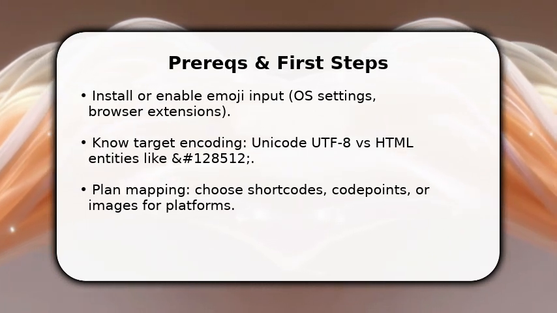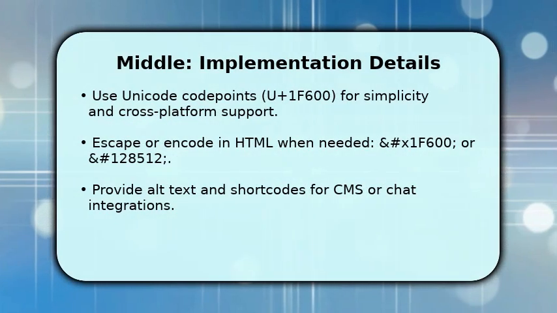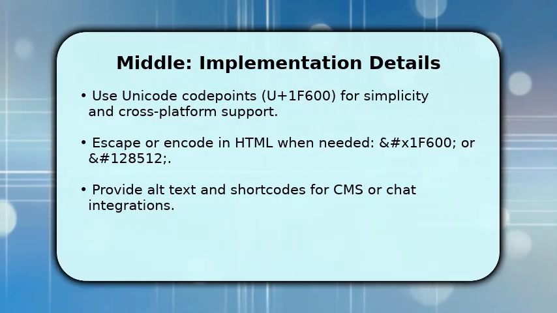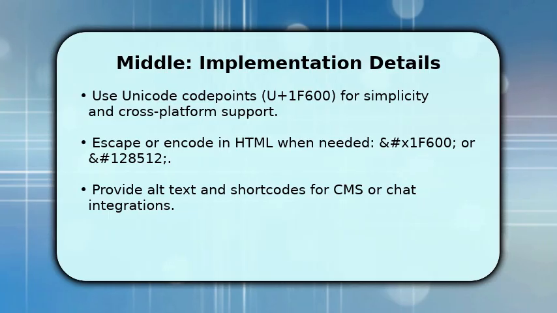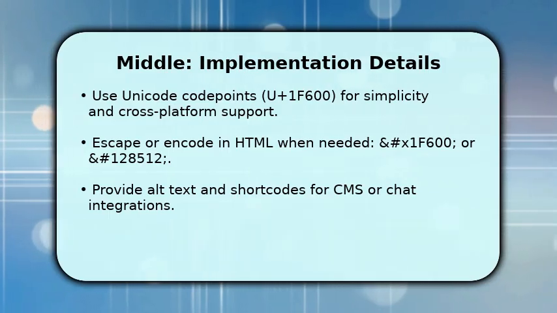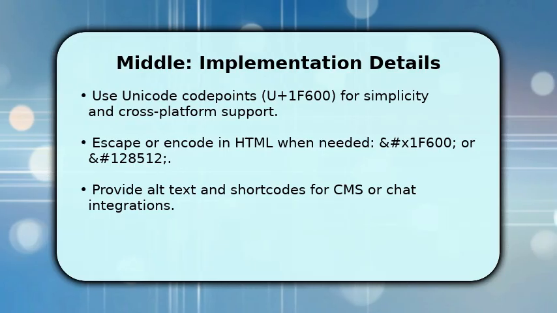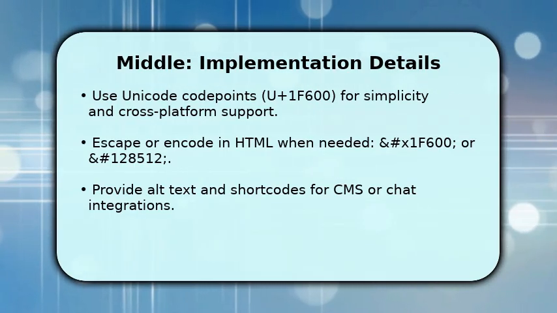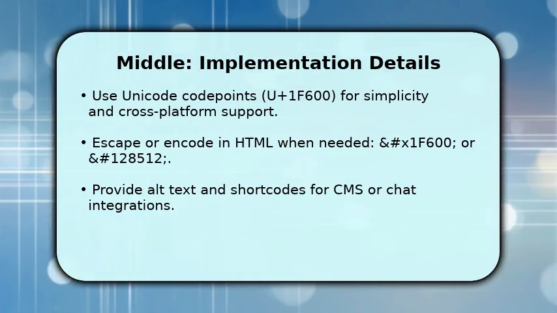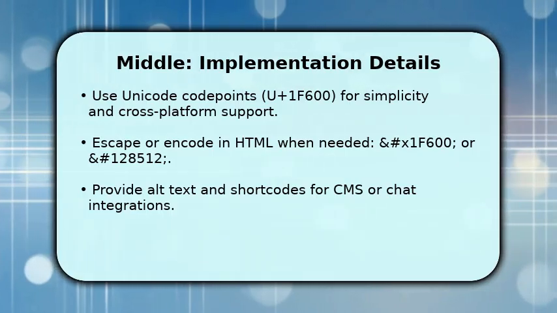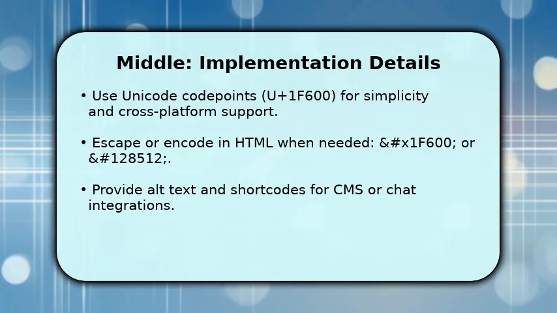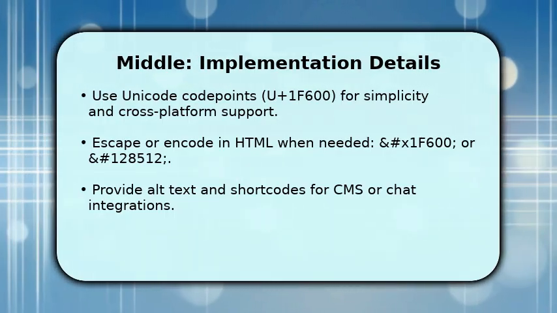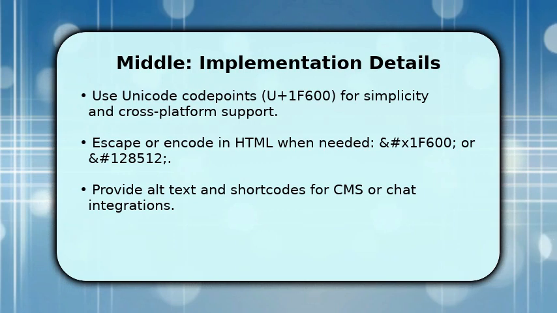You now implement the chosen strategy. If you use Unicode, insert U+1F600 or paste the glyph and verify it survives encoding conversions. This keeps files small and searchable. If you must use HTML, encode as &#x1F600; or decimal &#128512; to prevent corruption. For CMSs and chats, add shortcodes like grinning, map to code points, and include alt text attributes so assistive tech conveys intent.